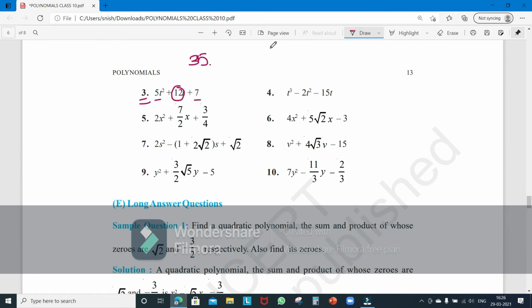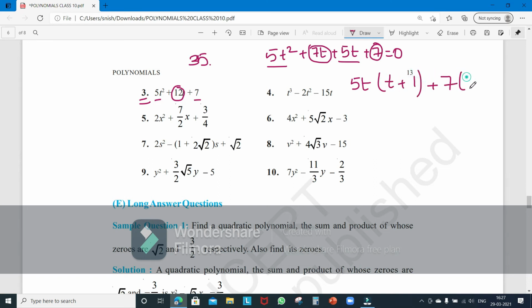So no issues. We can write it as 5t square plus 7t plus 5t plus 7 equals to 0. So if you group up these two and these two, you can take 5t common here, t plus 1, okay, and 7 common, t plus 1 equals to 0. 5t plus 7 into t plus 1 equals to 0. T equals to negative 7 by 5 comma negative 1. So these are the roots.